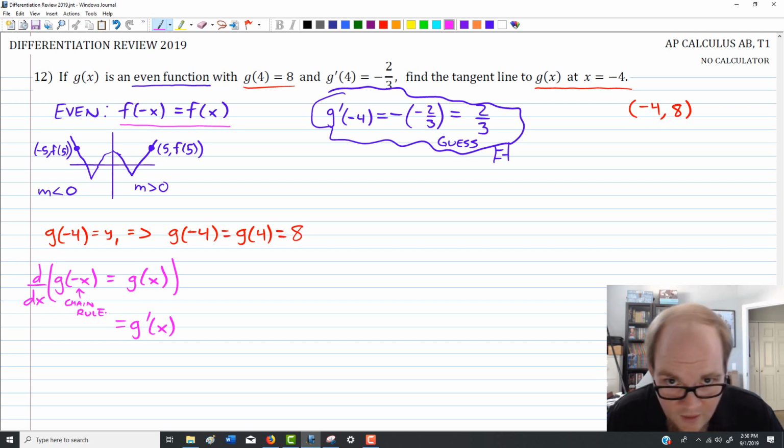And the derivative of the inside in this case, everybody, is negative 1. Exactly. The derivative of the inside is negative 1. That means our derivative there using the chain rule is going to be negative 1 times g prime of negative x.